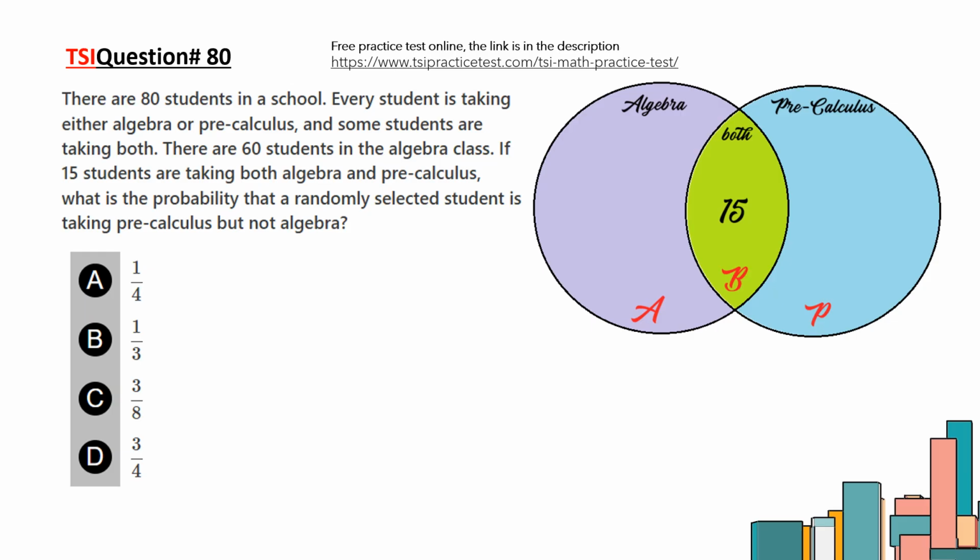So let's call T the total students we have, that is 80. You see the purple circle represents the algebra students, the pre-calculus is in blue, and the green one is bold, which is the students taking both algebra and pre-calculus. I make it three sections, A, B, and P, and they all add up to 80.